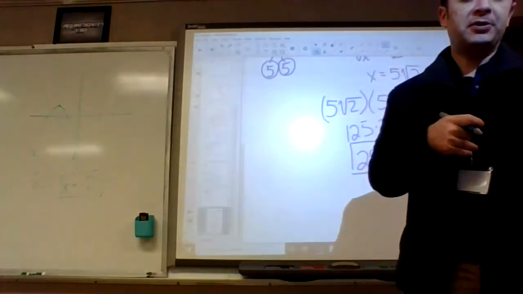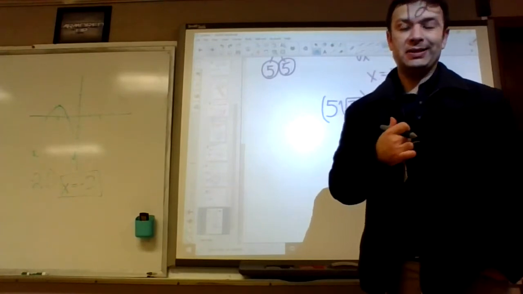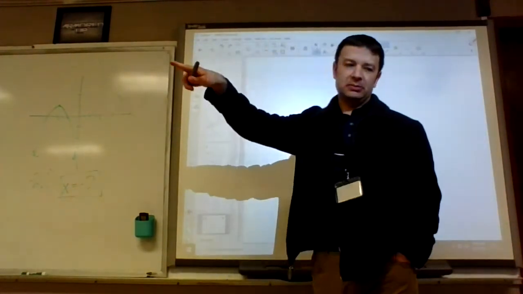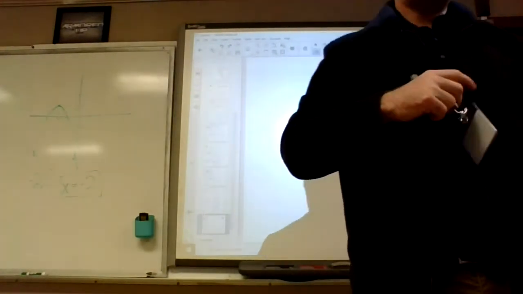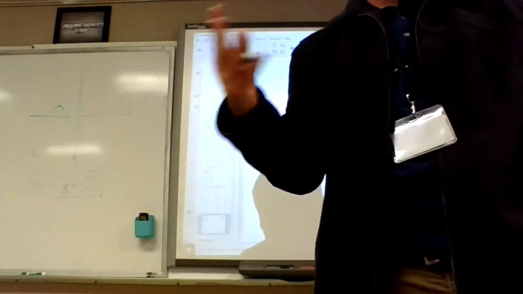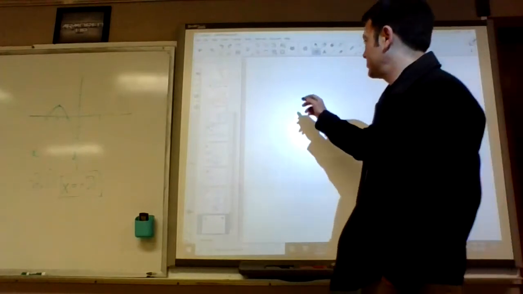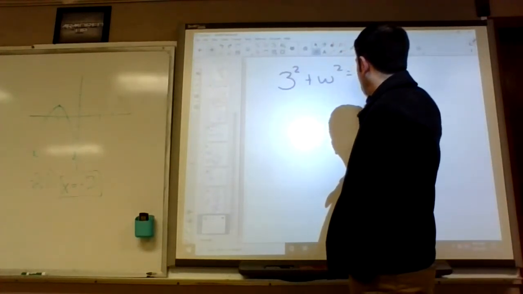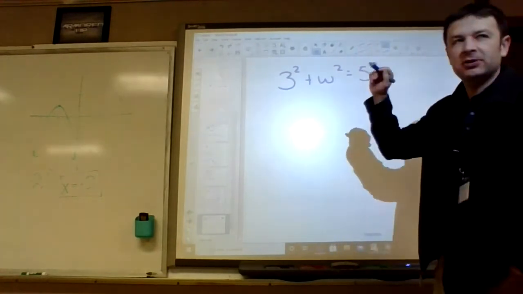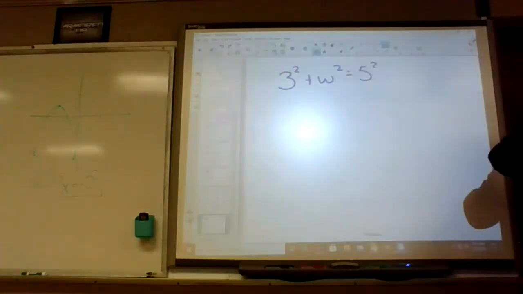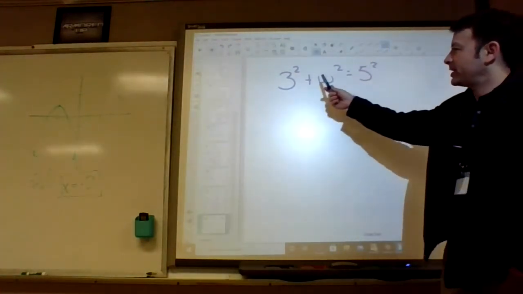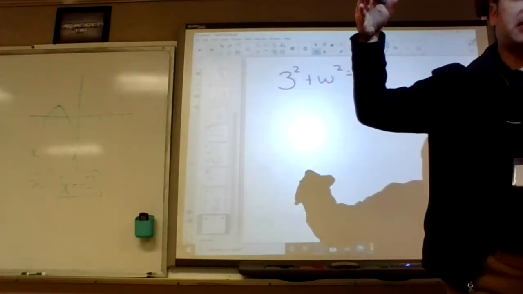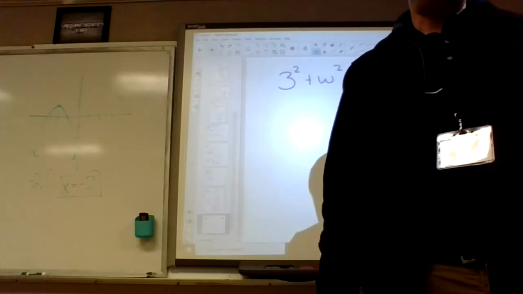How could I find the width of the base? 5 squared minus 3 squared. Right. 3 squared plus w squared equals 5 squared. You guys see where she got that? It's not quite what she said, but that's basically what she meant. Okay, Pythagorean theorem on the base. If it is a rectangular prism, we know those are right angles, so we can use Pythagorean theorem.